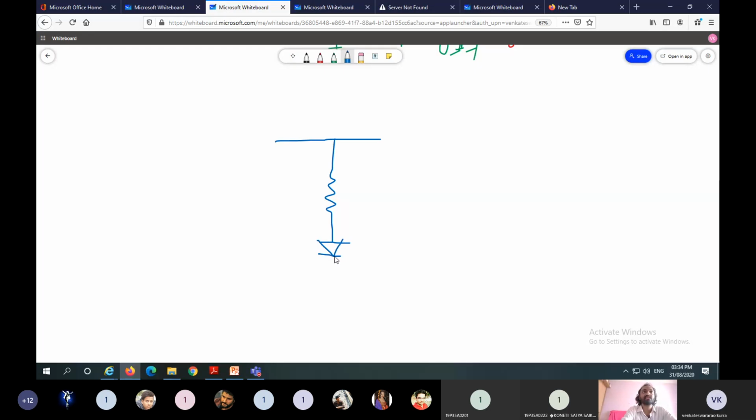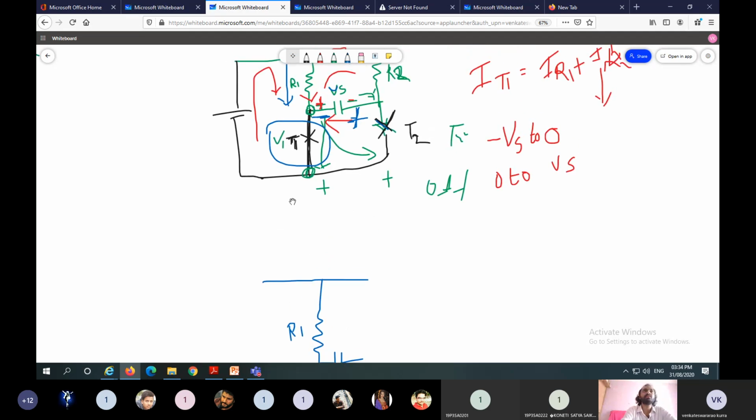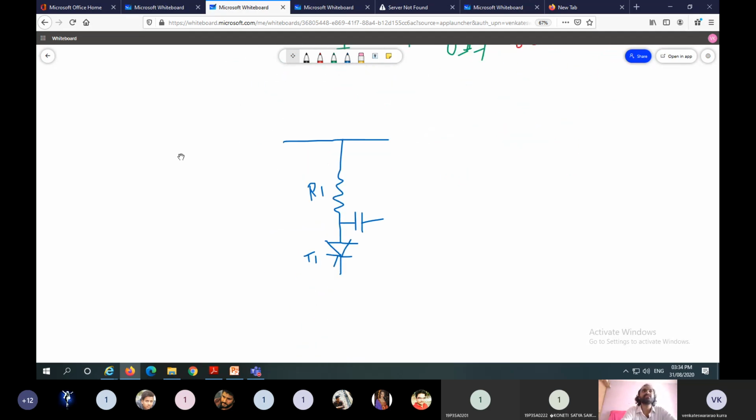This thyristor is in conduction state. This one is main thyristor T1. This thyristor is in conduction state, and this one is resistor R1, and this one is the capacitor, which acts as an open circuit. The polarities of the voltage are like this: minus, plus.